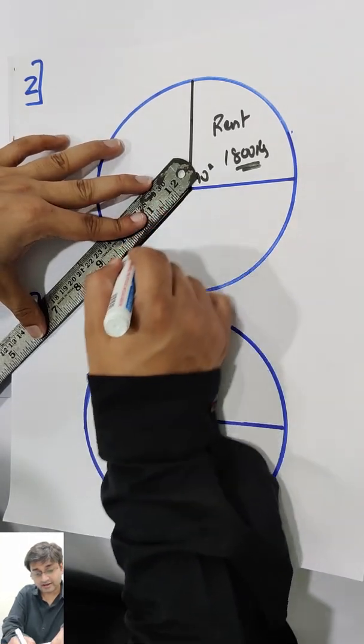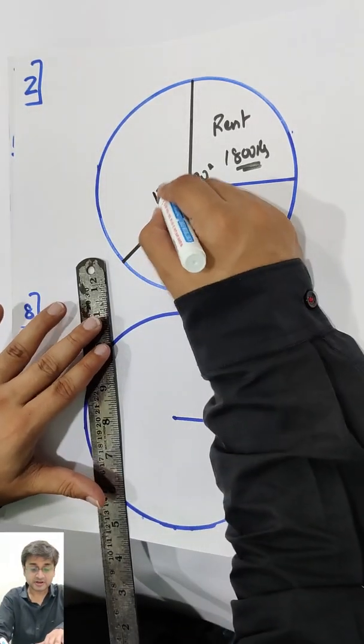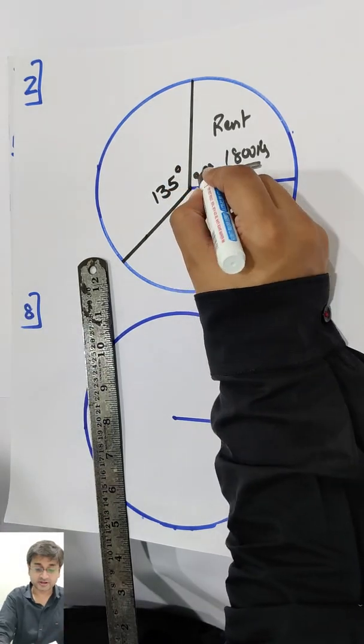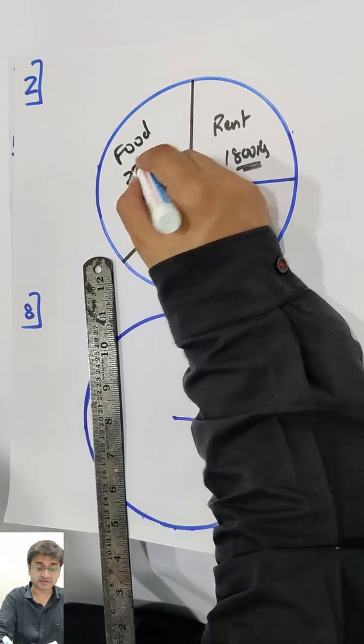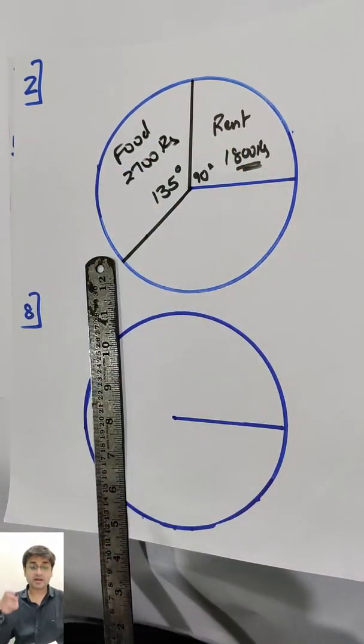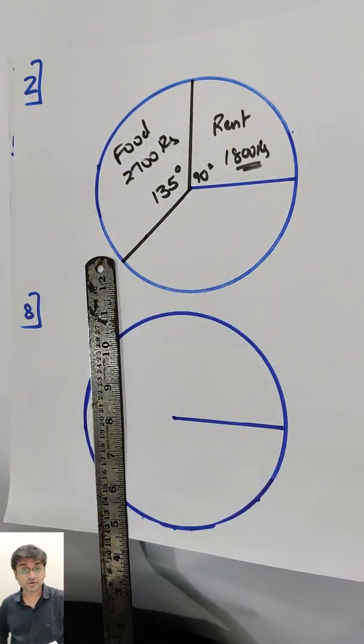So that's my second item, 135 degrees. Immediately mention here 135 degrees. And what item is that? So food, 2700 rupees. Can you draw the remaining items on your own?